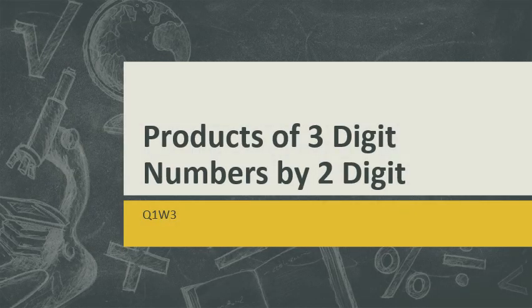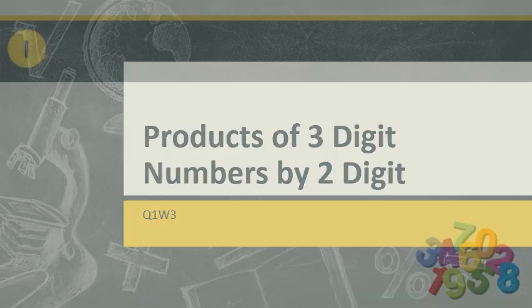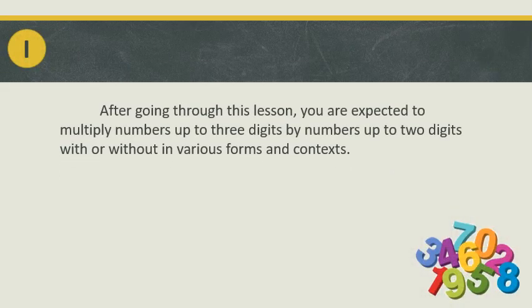Welcome po sa ating third week ng Mathematics 4. So our topic for this week is about products of 3-digit numbers by 2-digit numbers. So for our introduction, pag natapos natin tong aralin, you are expected to multiply numbers up to 3 digits by numbers up to 2 digits with or without regrouping in various forms or contexts. So ang pag-aaralan natin ngayon is how to multiply numbers na 3 digit by 2 digit numbers.